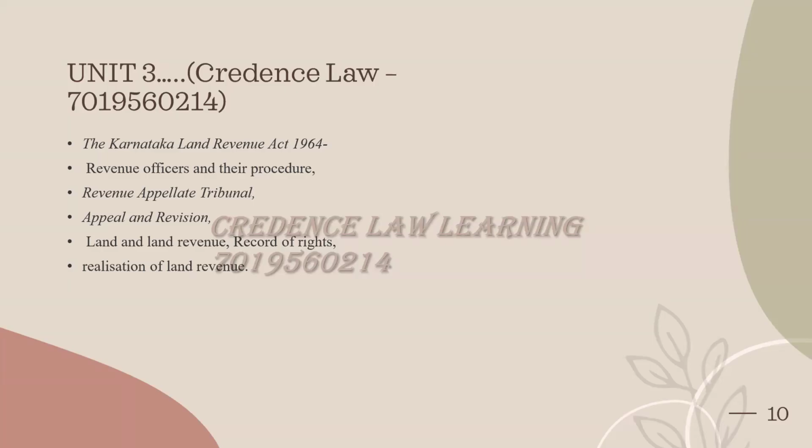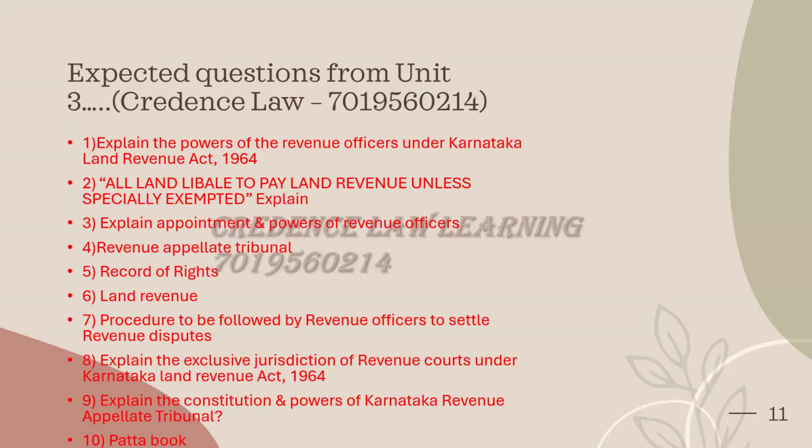And chapter 11, Record of Rights, is important. And then realization of the land revenue, Patta book and Record of Rights are important from the short note point of view. These are the questions from the third unit, that is from the Revenue Act. One repeatedly asked question, in the majority of the question papers, is revenue officers and their powers. So basically, concentrate on chapter 2 and chapter 3 of the Karnataka Revenue Act.